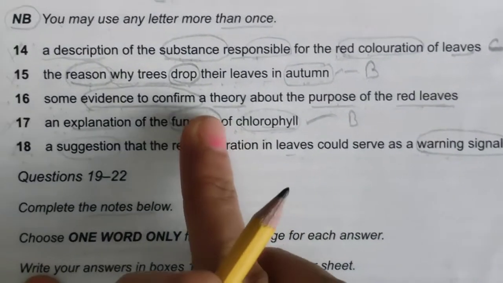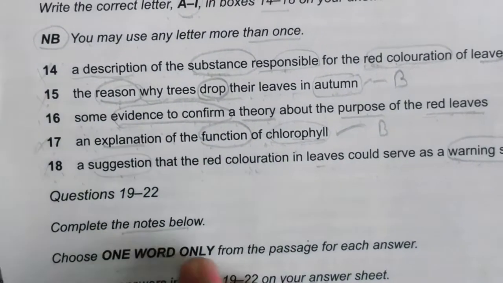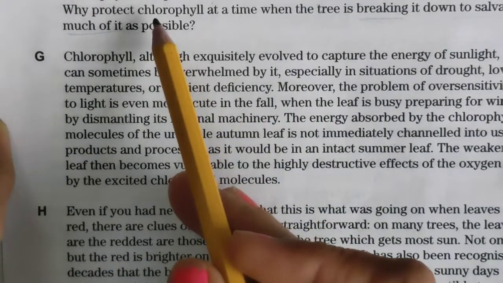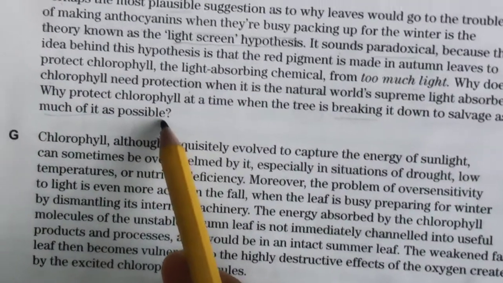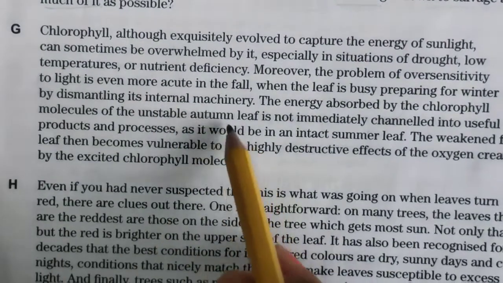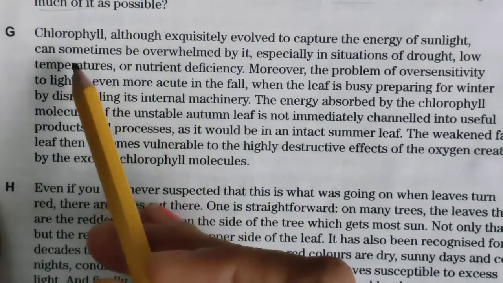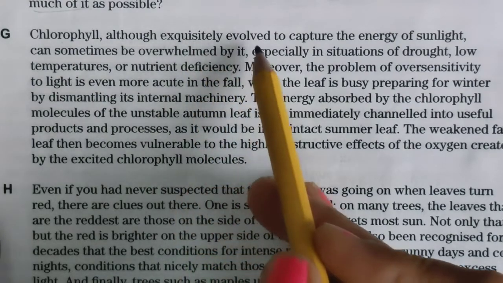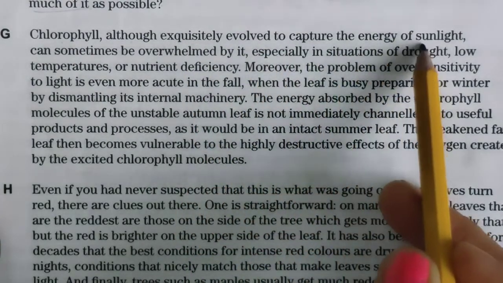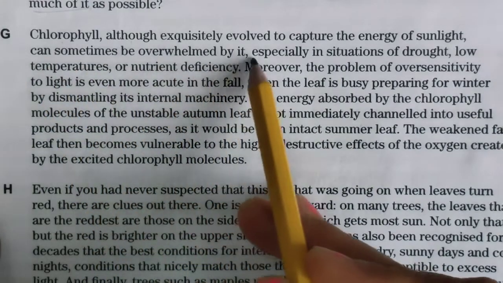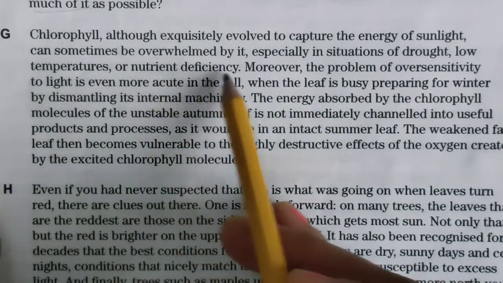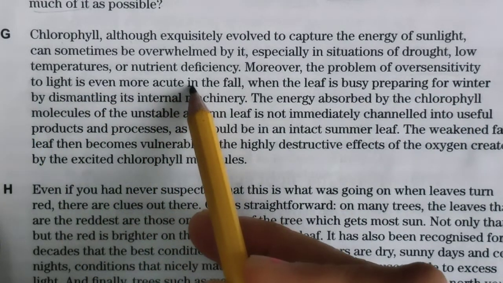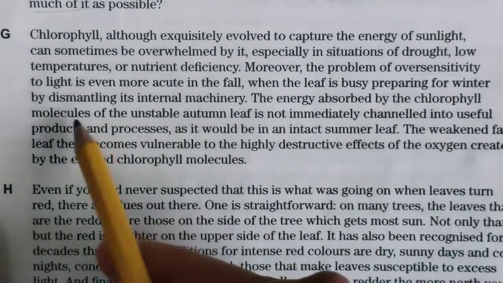Okay, so now we are left with the 16th only. Let's read for the 16th option. Now we have read this F also and G also, almost. Yes, G also we have to read. Chlorophyll, though evolved to capture the energy of sunlight, can sometimes be overwhelmed by it, especially in situations of drought. Moreover, the problem of oversensitivity to light is even more acute in the fall when the leaf is busy preparing for winter.